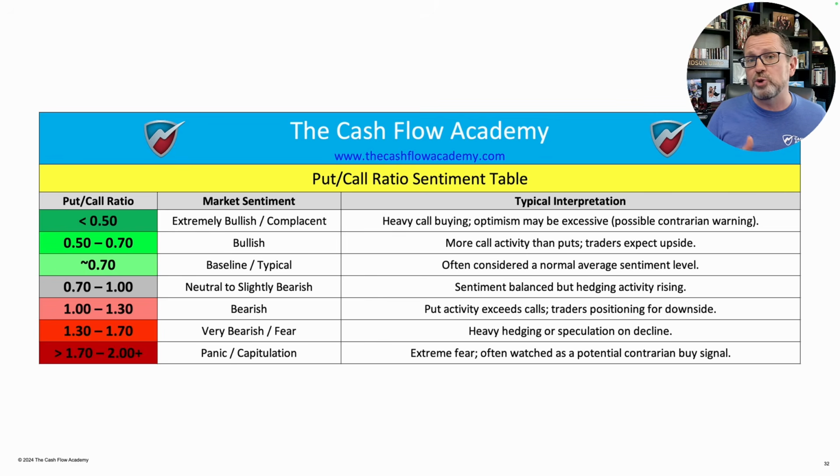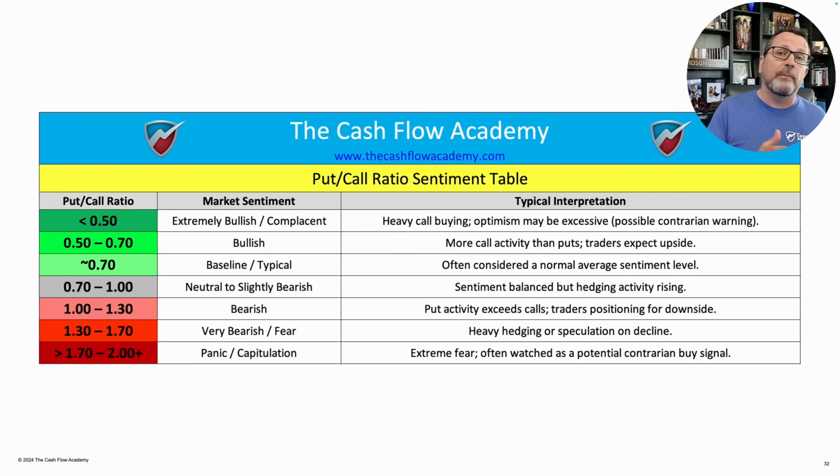If the ratio drops below 0.50, that is extreme bullishness. Heavy call buying, 2 to 1. Confidence is high, maybe a little too high. When you see it at that extreme, watch out for market tops, maybe a reversion to the mean. Around 0.70, that's your baseline. That's where this indicator normally lives.